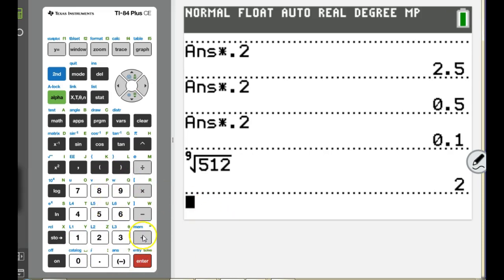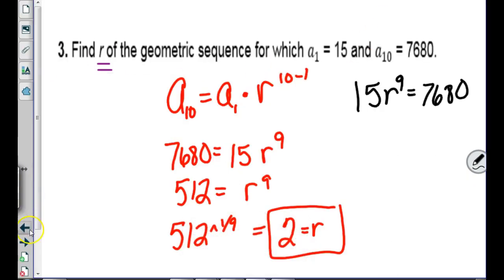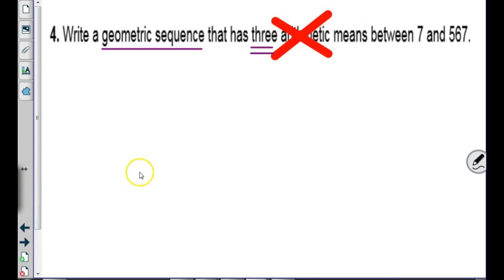The older calculators, you had to type the 9 and then go find that thing and then put the number in, and it just didn't make sense to me. It's a little better now. All right, number 4. Does yours still say arithmetic right there? Okay. It should be both. It should be write a geometric sequence that has 3 geometric means between 7 and 567. Sorry about that. That's a bad typo.